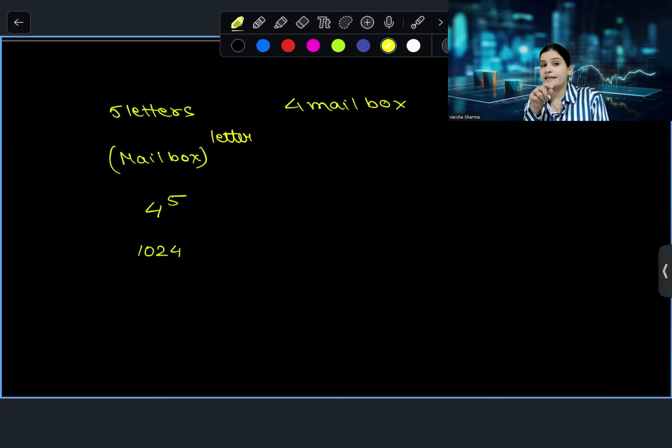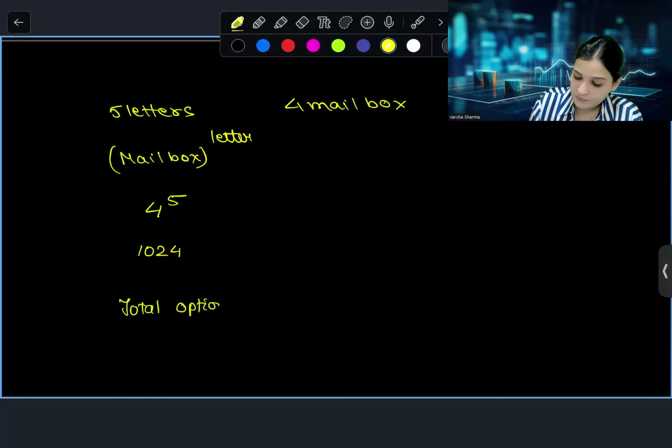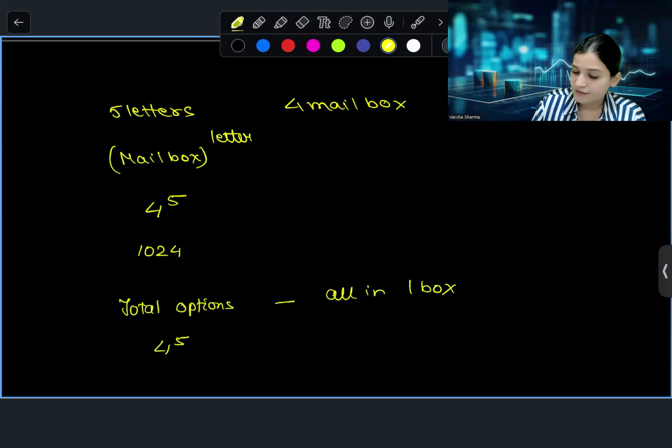But if the question says, in how many ways can you post 5 letters in 4 mailboxes such that all of them should not be in the same box? In that case, it will be total options minus all in one box. So total is 4 to the power 5.